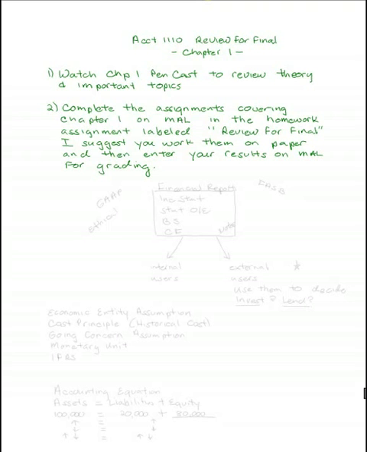So, let's begin with a little theory on Chapter 1. I like to start with the final product in accounting. Our goal in Accounting 1110 is to learn how to make financial reports. The financial reports that we make include the income statement, the statement of changes in owner's equity, the balance sheet, and although we don't learn it, the cash flow statement is one of the required financial reports.